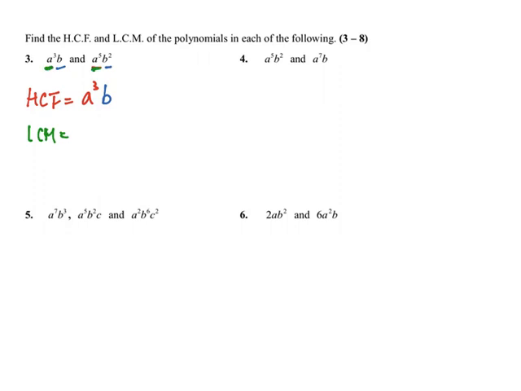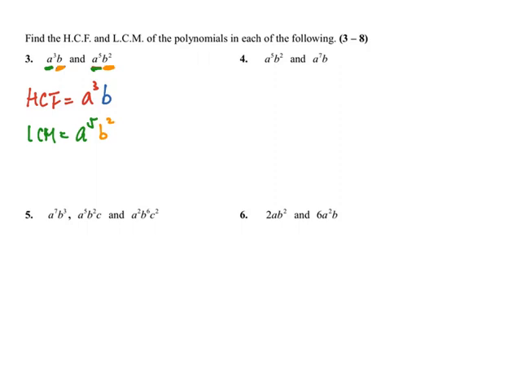You see these two: a^5 is the greatest, so a^5 can be divided by a^5 and a^3. And next, b and b squared: b squared can be divided by b squared and also by b. So for LCM, you choose the biggest index. For HCF, you choose the lowest index.